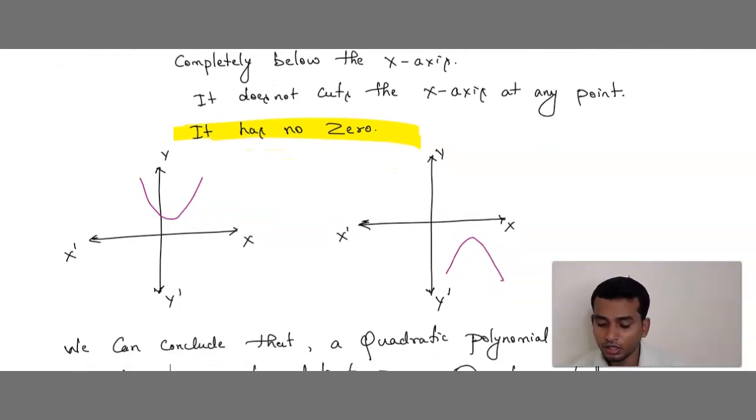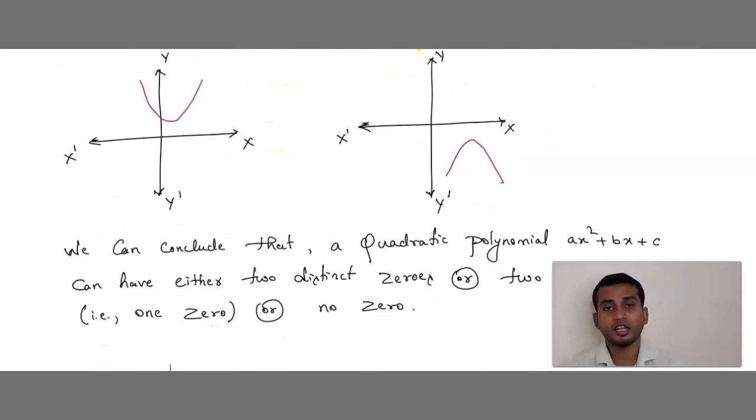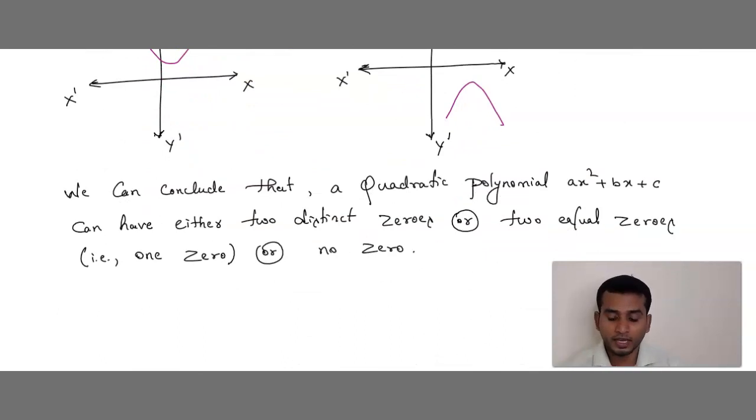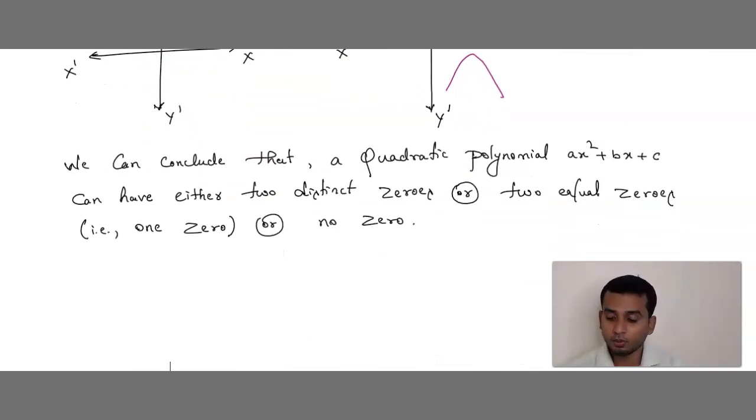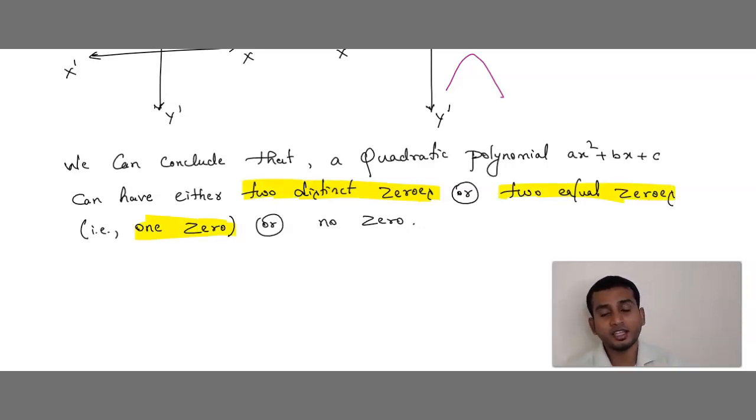Understood? So from this we can conclude that the quadratic polynomial can have two distinct zeros, or two equal zeros, which means one zero. Two equal zeros means both the answers are the same. Or it can have no zeros. So this is what we call a quadratic polynomial.